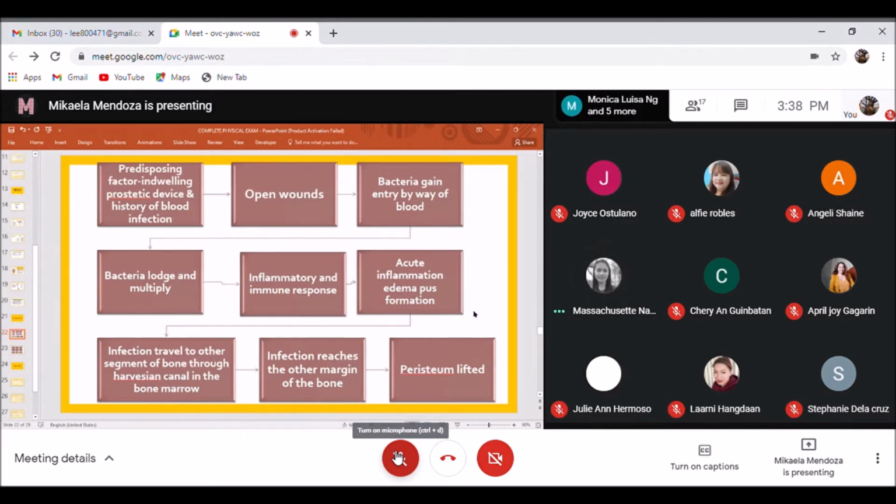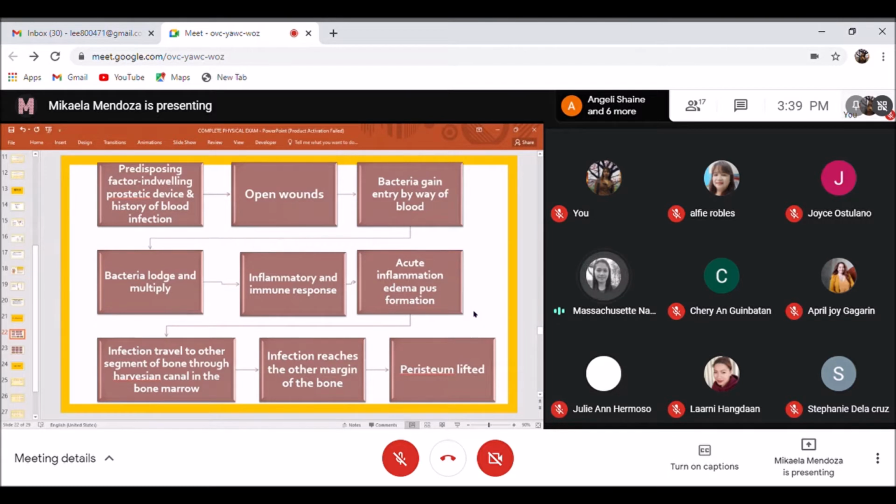And stem cells. Oh, I haven't mentioned yet the inflammatory part. The phagocytes contain the infection. Our WBCs, the soldiers of the blood, eat the bacteria and harmful particles. But when there are too many bacteria, the good cells are also eaten. So the infection travels and reaches the other margin of the bone.